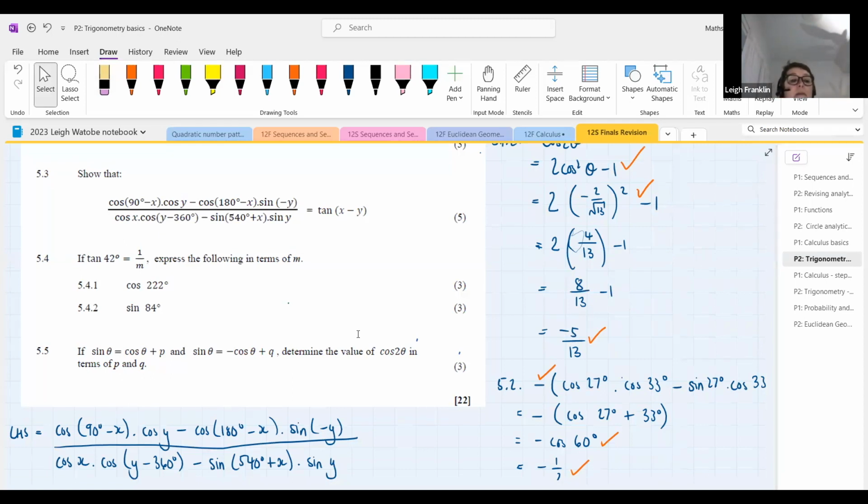Okie dokes. So in this question, they say to us, if tan of 42 is 1 over m, express the following in terms of m. So this is a ratio in terms of a letter. So if tan 42 is 1 over m, express the following in terms of m. So the first thing that they give us is the cos of 222. So how could we make 222 using a reduction formula and our angle of 42?